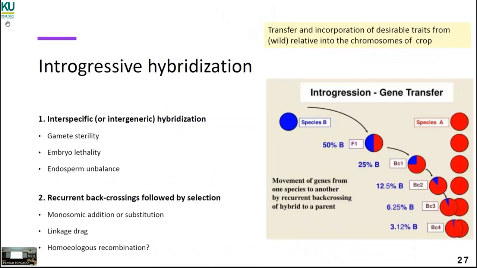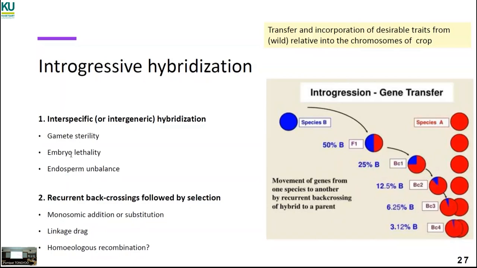That brings me to the next chapter, what breeders really want to do after in situ hybridization. If you bring two species together, and we do this kind of thing a lot, also in Wageningen, we want desirable genes, desirable traits from a wild species to integrate by gene transfer into the crop species, what we call integrative hybridization. We start with interspecific hybridization, in which gamete sterility is mostly a big problem. You even need embryo rescue to rescue the F1 hybrid, but in most cases people can do that.